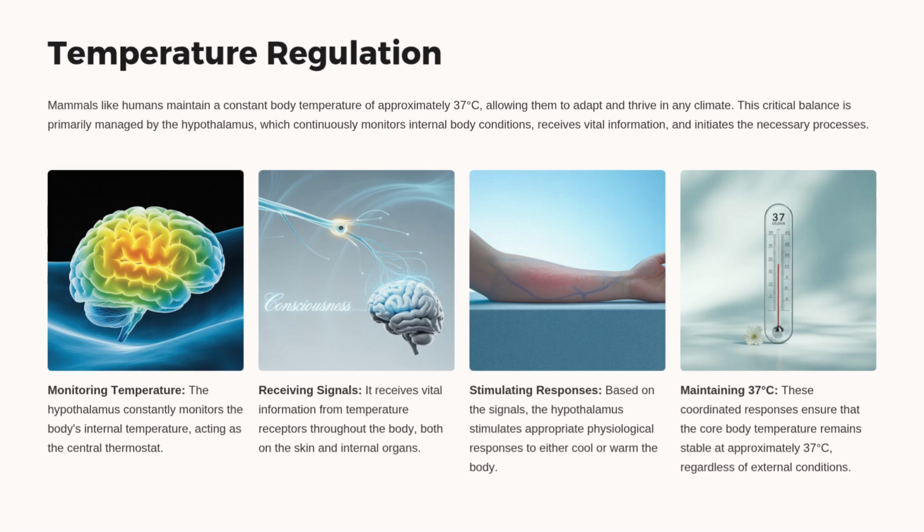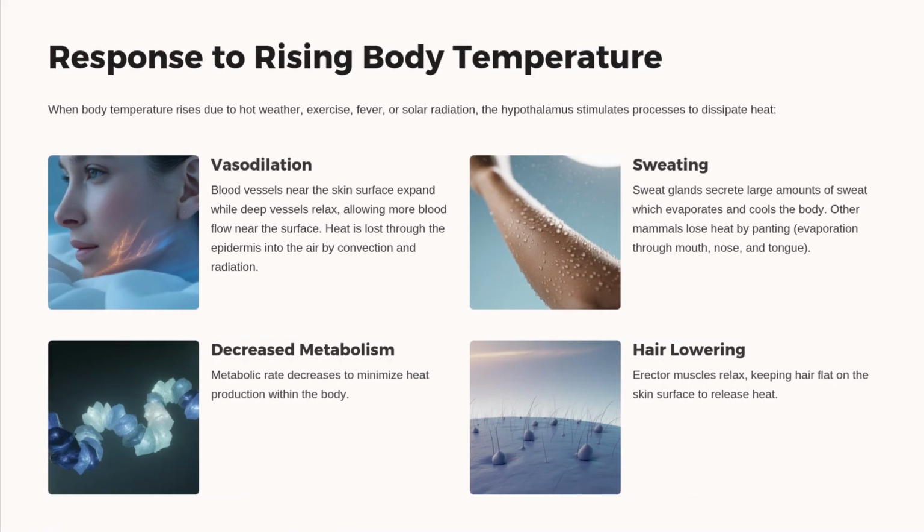Monitoring temperature. The hypothalamus constantly monitors the body's internal temperature, acting as the central thermostat. Receiving signals. It receives vital information from temperature receptors throughout the body, both on the skin and internal organs, stimulating responses. Based on the signals, the hypothalamus stimulates appropriate physiological responses to either cool or warm the body, maintaining 37 degrees Celsius. These coordinated responses ensure that the core body temperature remains stable at approximately 37 degrees Celsius, regardless of external conditions. Response to rising body temperature.